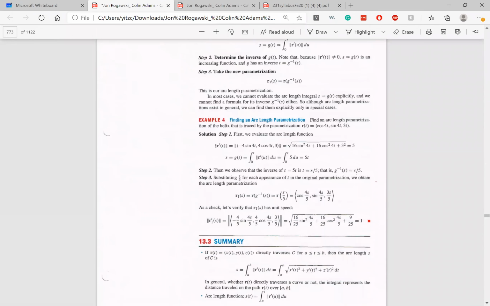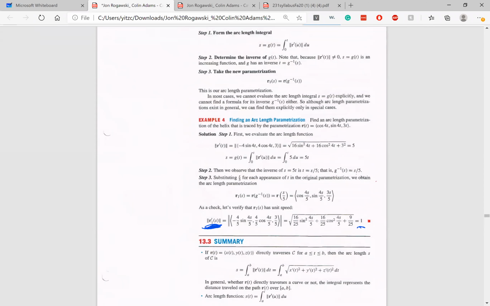So let's look at this example and see how we can reparameterize a curve in order to get different arc lengths. First they tell us to find the arc length parameterization of this helix that is traced by this parameterization. That basically means they want you to reparameterize this so that the speed at any point is equal to 1. That's really what it means. Any questions about this?